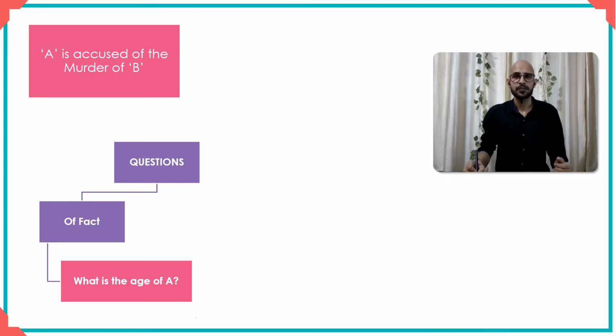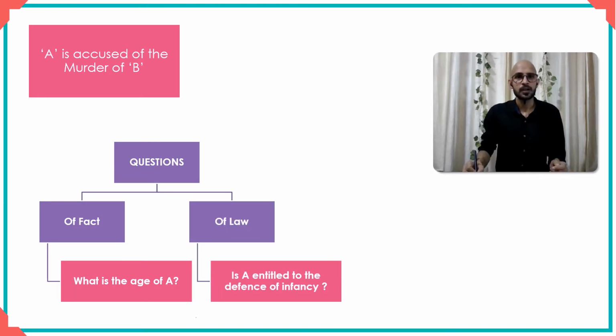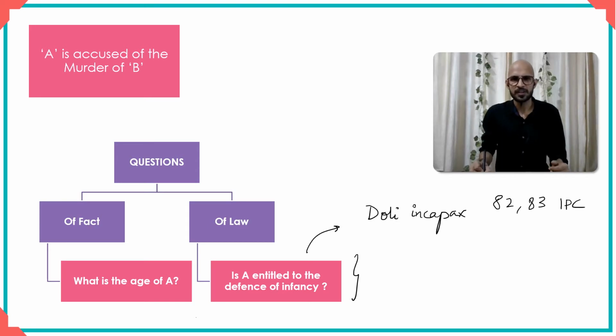However, if I were to ask you a slightly different question, and the question is, is A entitled to the defense of infancy? The defense of infancy, like I said, is what we understand as doli incapax, which you find in sections 82 and 83 of the IPC, which are basically the defenses for offenders who are young, so under the age of 7 or under the age of 12 years, right?